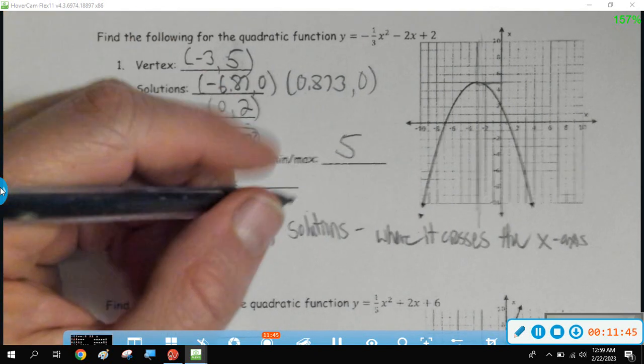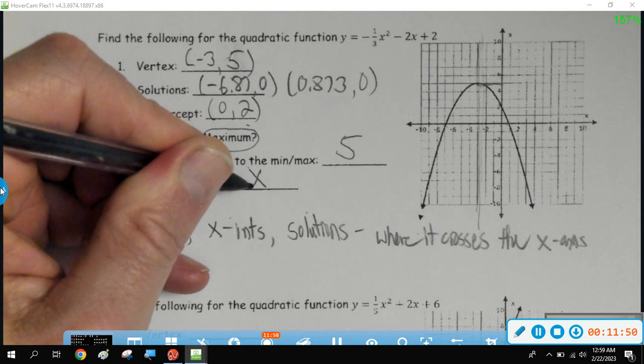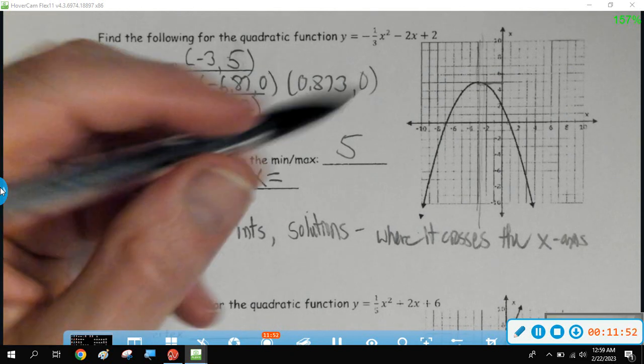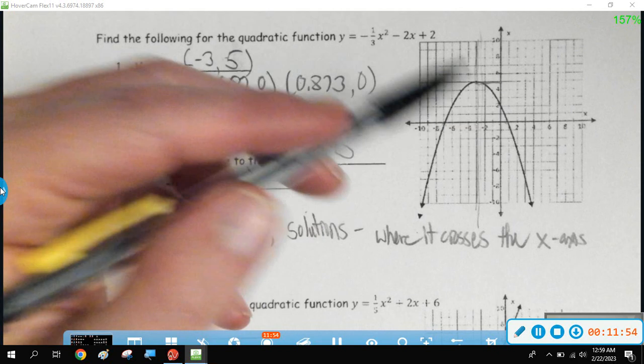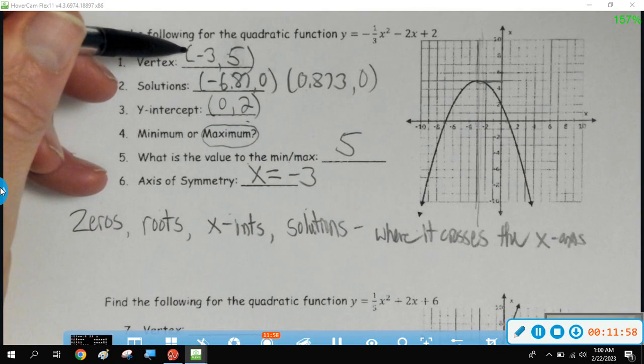Now, we learned last semester that vertical lines have an equation of x equals something. Well, it's x equal to wherever it hits the x-axis. In this case, it's -3. That's also a value you can get from your vertex.